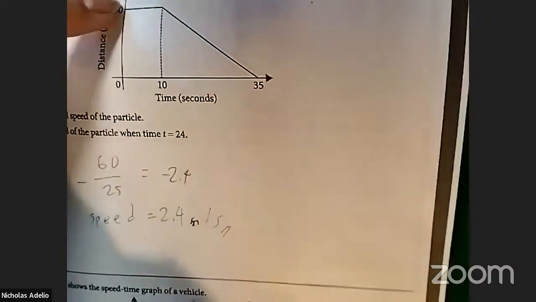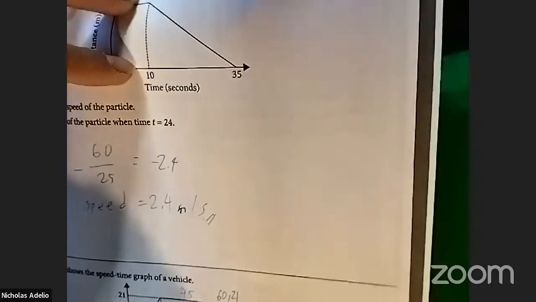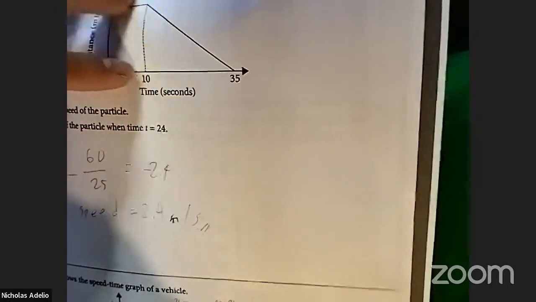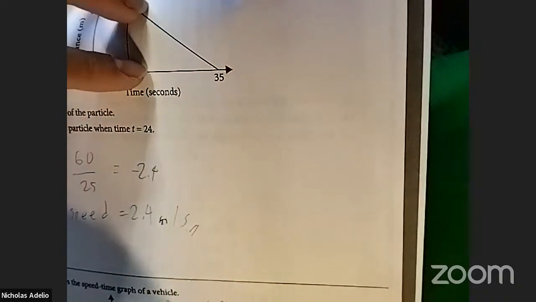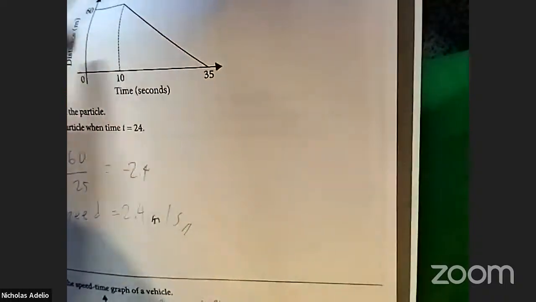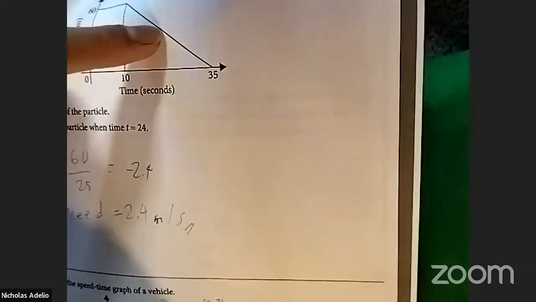If it covers this distance in 10 seconds, it's at rest. Then this one slowly slows down. So at 35 seconds it covers 0 distance. But you shouldn't talk about this graph too much, right? You should talk about the graph that we're talking about.